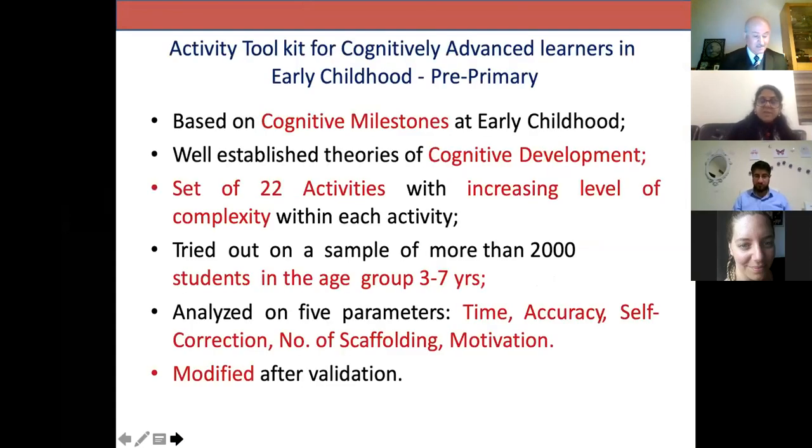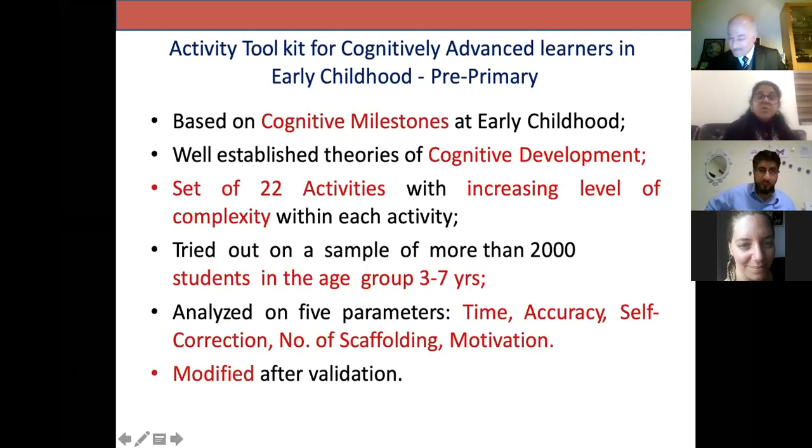So now this early childhood, basically for this we developed an activity kit, an activity toolkit for cognitively advanced learners. We didn't call them gifted, but cognitively advanced learners, because our identification process was based on the idea that these children are able to achieve some of the cognitive milestones at an early age.